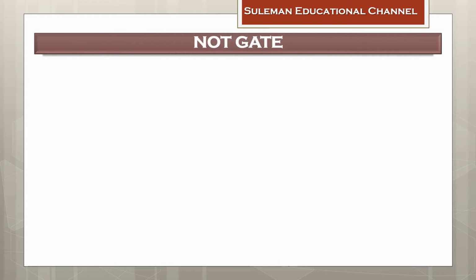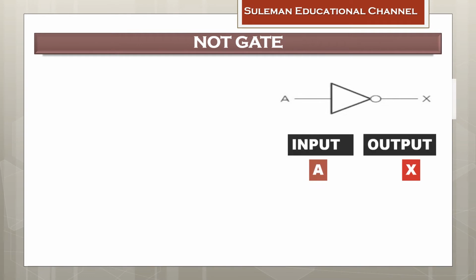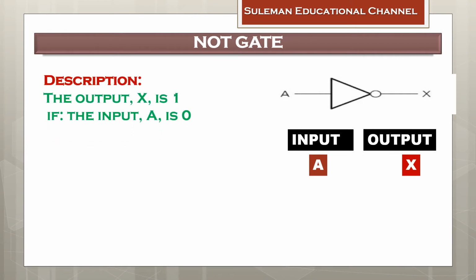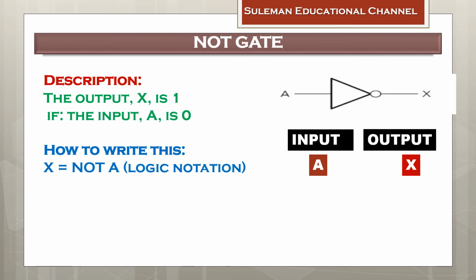Now we will discuss about NOT gate. In NOT gate, there is one input A and one output X. In NOT gate, if the input is 1, then the output will be 0. If input is 0, then the output will be 1. We write NOT gate as X equal to NOT A, where X is the output and A is the input. We can remember this with the shortcut key as invert.